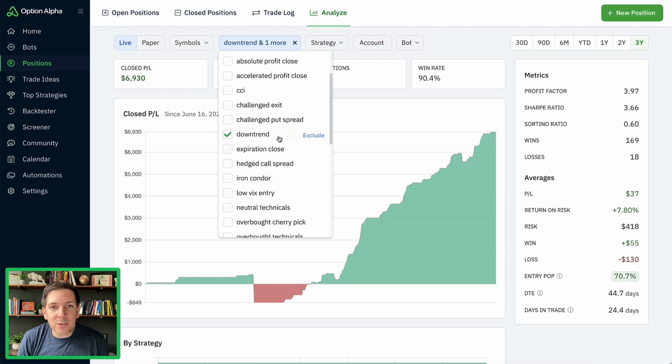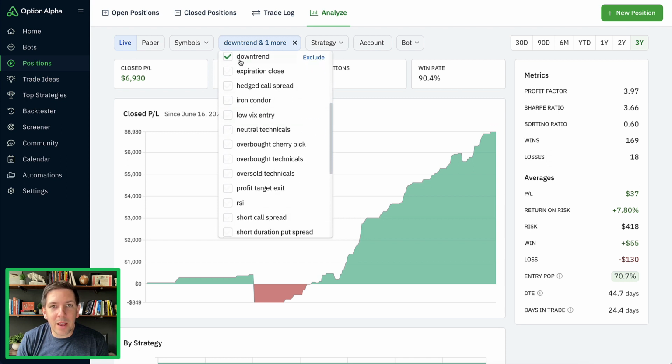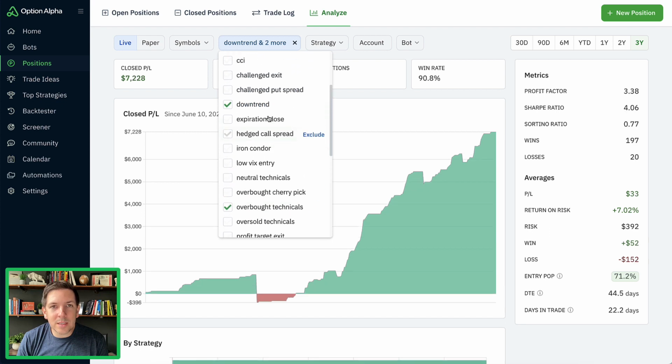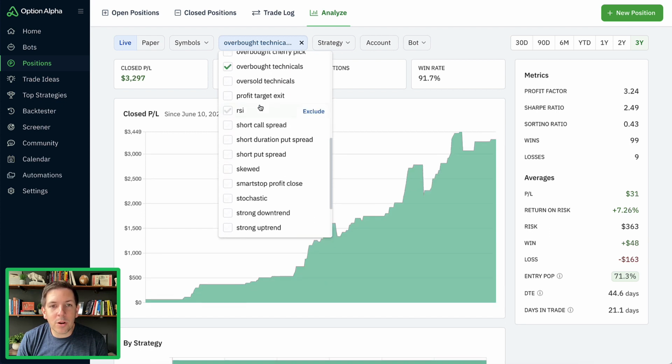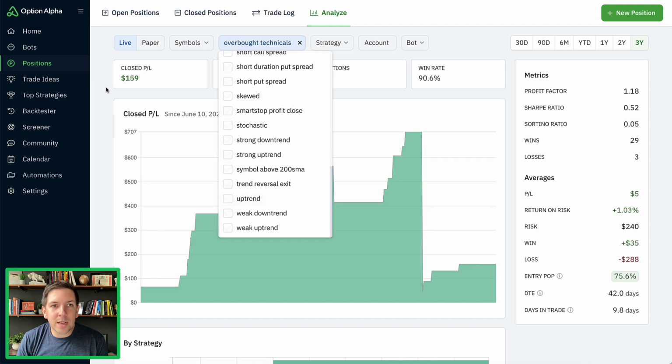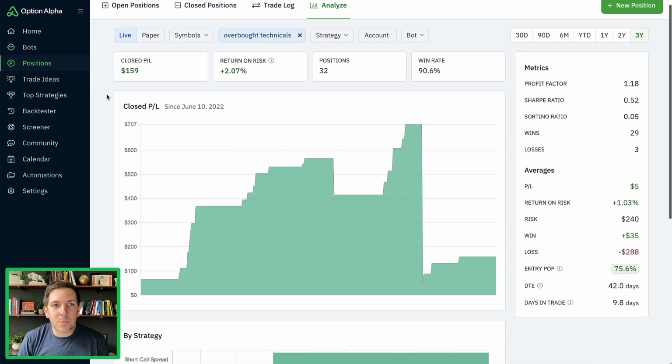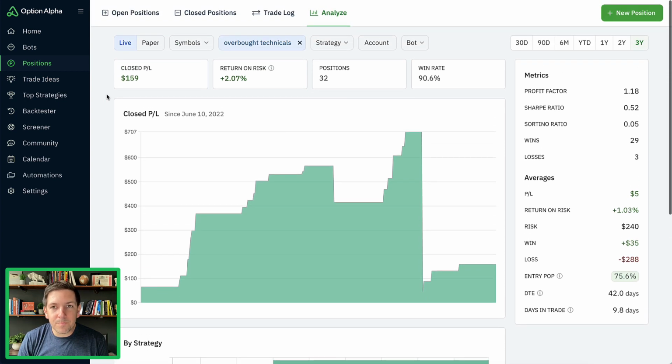So we can actually go in here to positions, and I'm going to uncheck the downtrend and all these, but let's just look at overbought technicals in this case. So any positions that were entered in overbought technicals, this would be where RSI or CCI was really high. And specifically, we were entering the position not for trend reasons, but just for those overbought particular environments. And you can see that these were all in all pretty good if they were overbought. So if you used RSI or CCI as your technical indicator, you did pretty well on these positions.